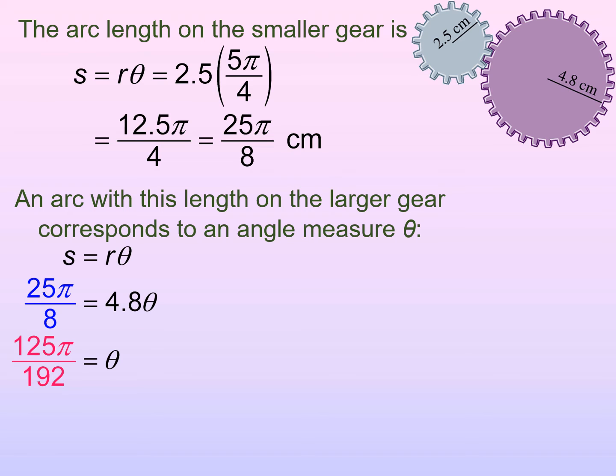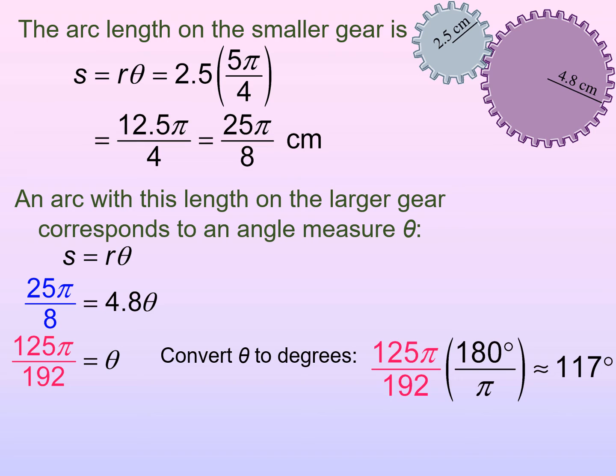Using the formula S is equal to r theta, we are going to substitute the arc length of the smaller gear as well as the radius of the larger gear. So we have 25 pi over 8 equals 4.8 theta. Dividing both sides by 4.8, in your calculator, we have 125 pi over 192. And from here, we are going to convert our theta to degrees.